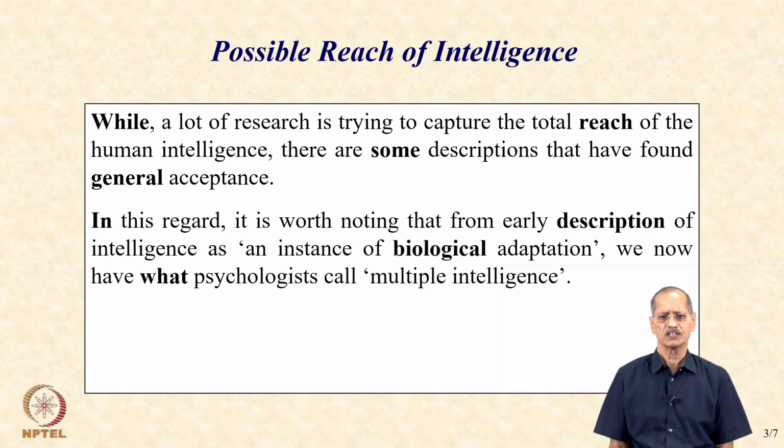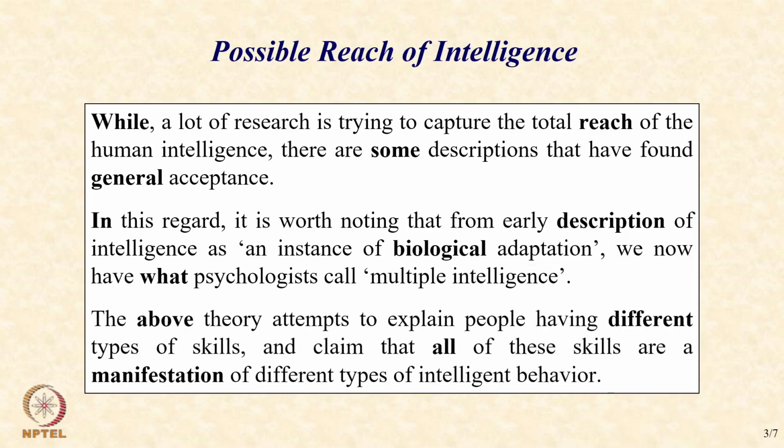So, in this regard, it is worth noting that from the early description of intelligence as an instance of biological adaptation, so very early days, intelligence was just treated like a biological adaptation. We now have what the psychologists call the multiple intelligence scenario. This theory attempts to explain people having different types of skills and claims that all of these skills are a manifestation of different types of intelligent behavior, which means all those skills ultimately are derived from intelligence.